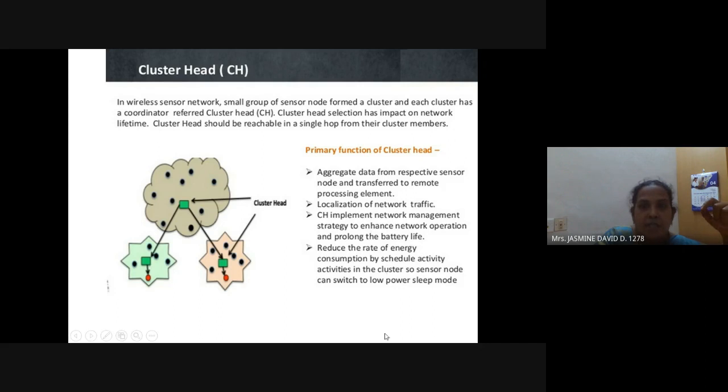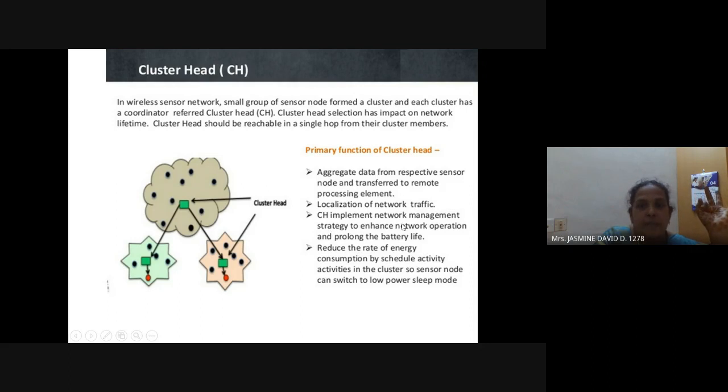These are the primary functions of the cluster head. The cluster head will aggregate the data from the respective sensor nodes and transfer it to a remote processing element. Then localization of network traffic. Then channel implementation, that is, to identify the channel. Yesterday itself we have seen channel assignment and channel scheduling, right?